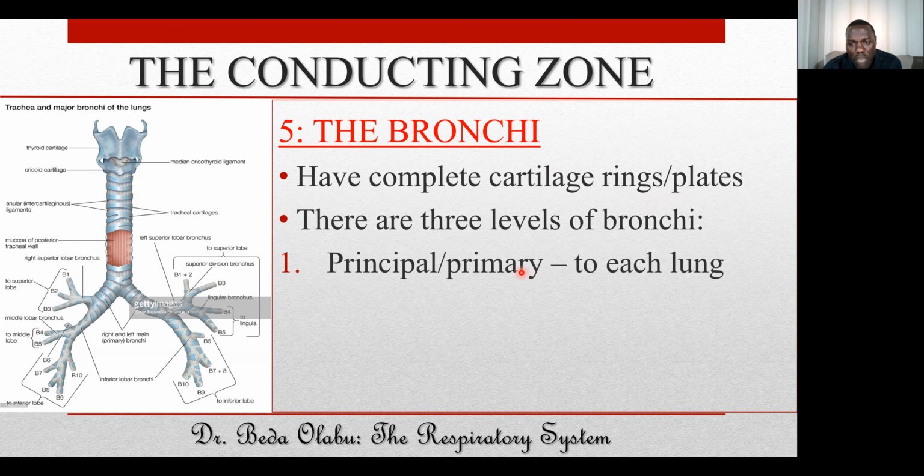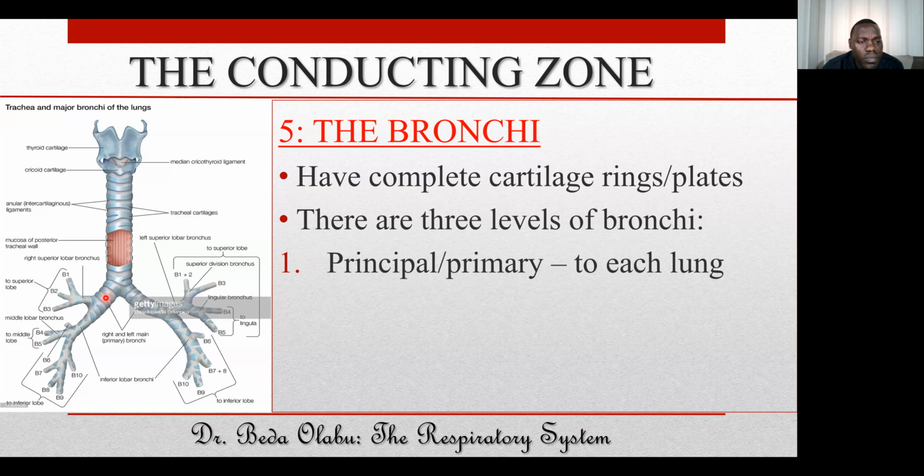The first type of bronchus is what we call the principal bronchus. You can call it the primary bronchus. So look, when the trachea comes, it divides into 2, the right and the left bronchi. These right and left bronchi are the ones you are calling the principal bronchus or the primary bronchus. You can call it the main bronchus. The air within the main bronchus goes to each lung.